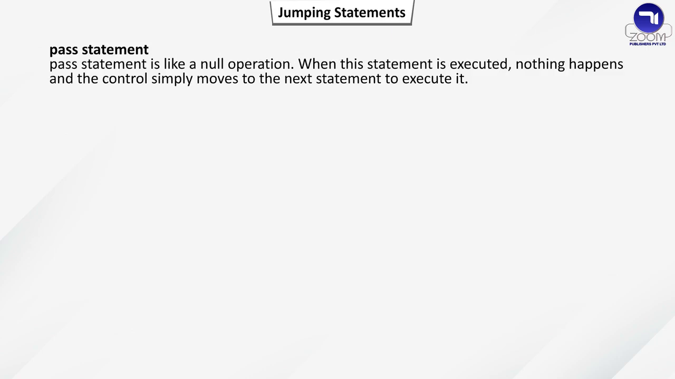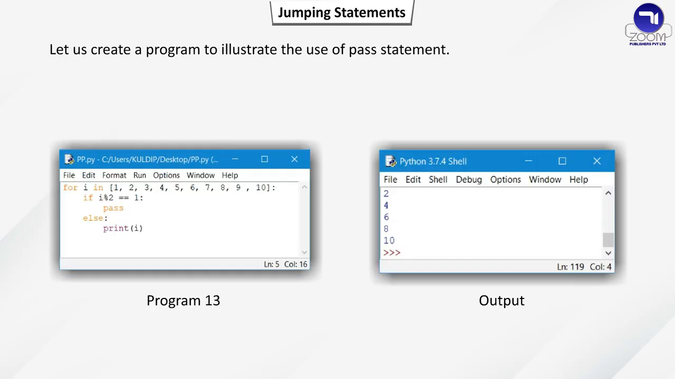Pass statement. Pass statement is like a null operation. When this statement is executed, nothing happens and the control simply moves to the next statement to execute it. Let us create a program to illustrate the use of pass statement.